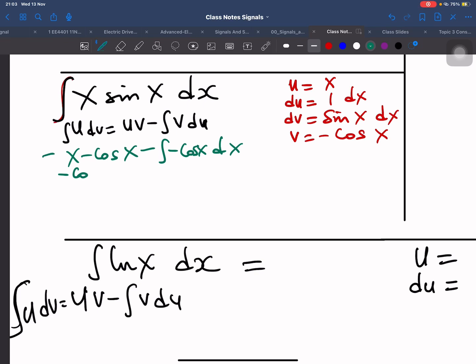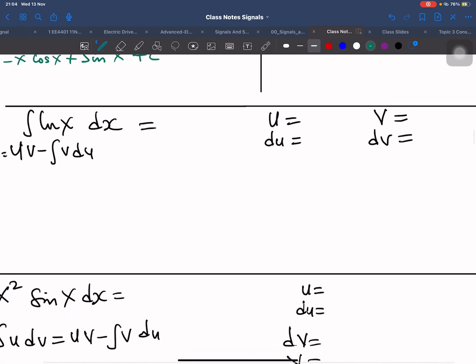It's going to be minus x cos x minus, when minus meets minus, it becomes plus the integration of cos x. When you integrate cos x, we now have sine x plus c, and this is the final answer.